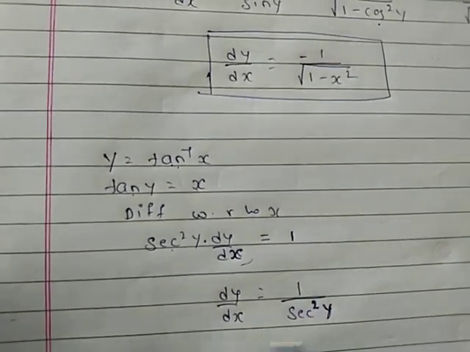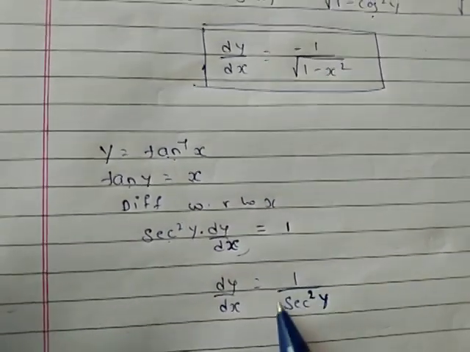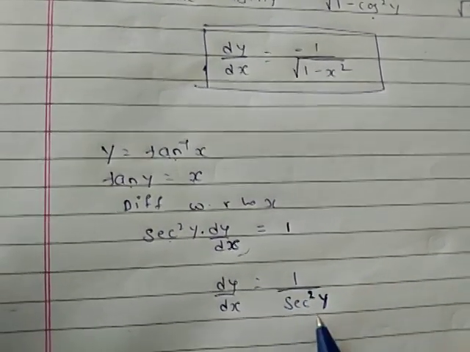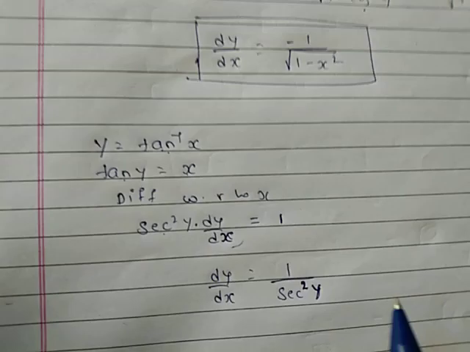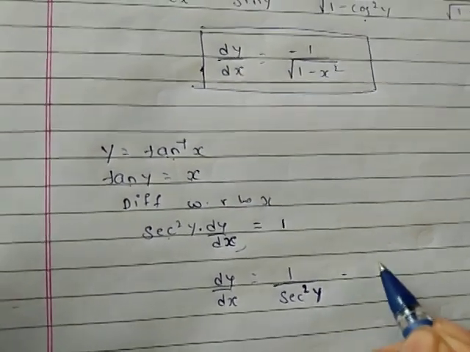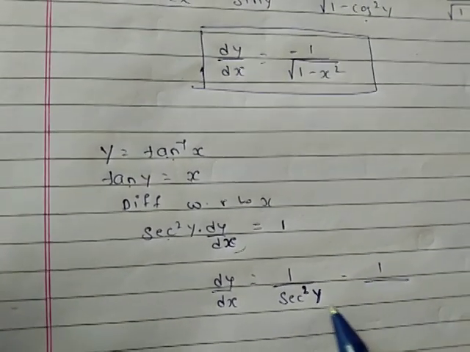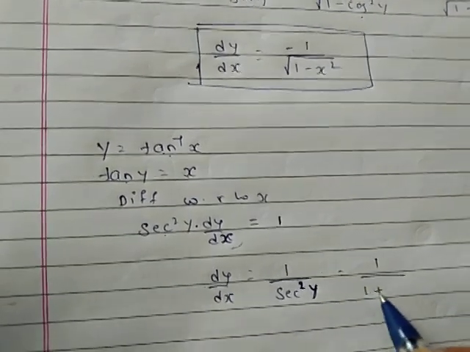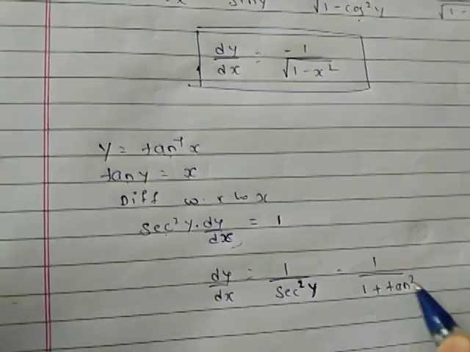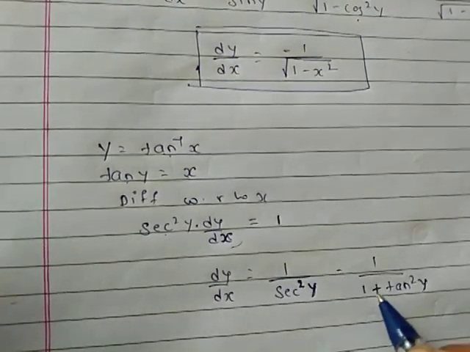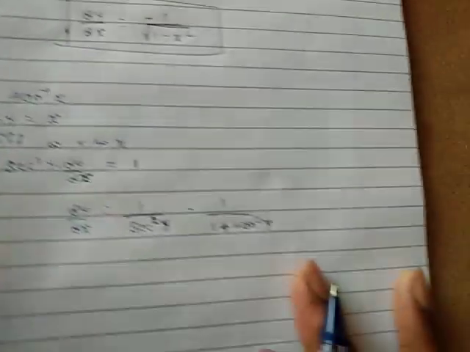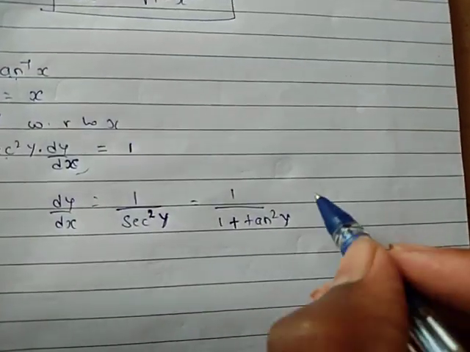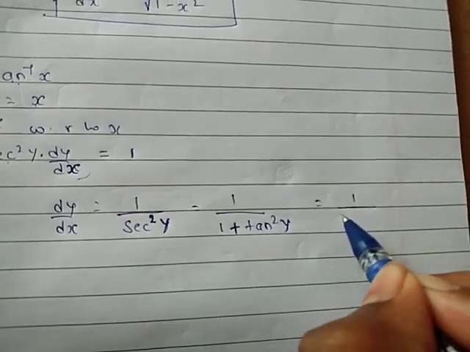Since we need the derivative of tan inverse x, the secant square y has to be turned into a tan function. So it's nothing but 1 divided by secant square y, which can also be written as 1 divided by 1 plus tan square y by using the trigonometric identities.